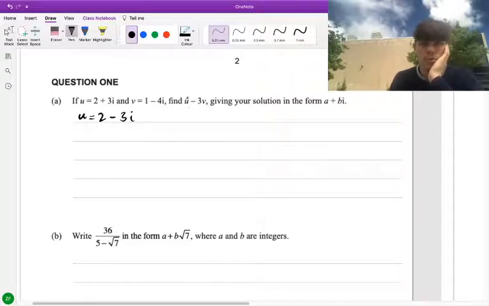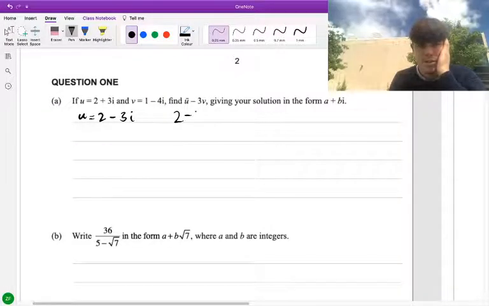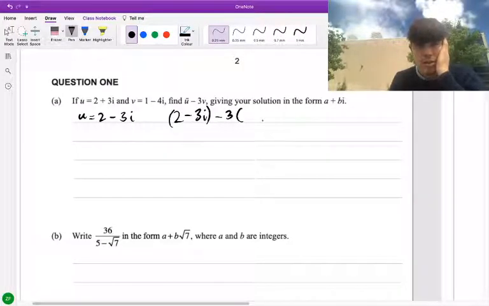Then what we're going to do is write this out below here. It's probably easier. So I'm going to put u first. U hat is 2 minus 3i, and then it's going to be minus 3v. So I'm going to go minus, and I'll open a bracket, just so it makes it tidy. 3, and what's v? 1 minus 4i.